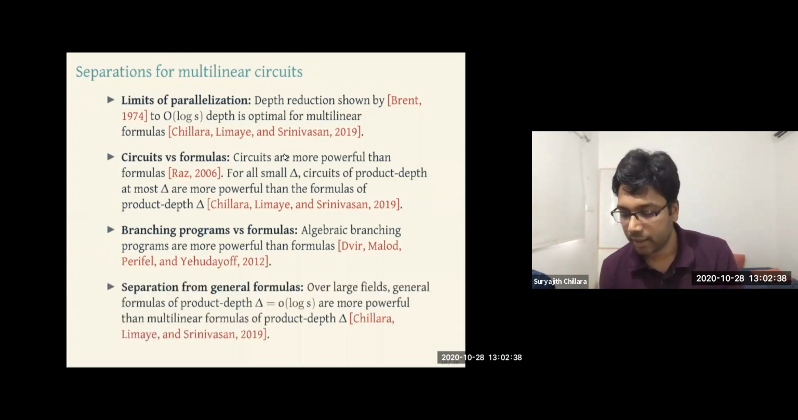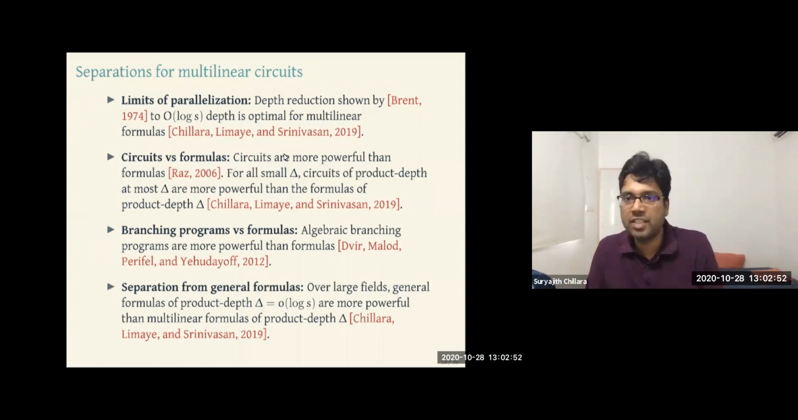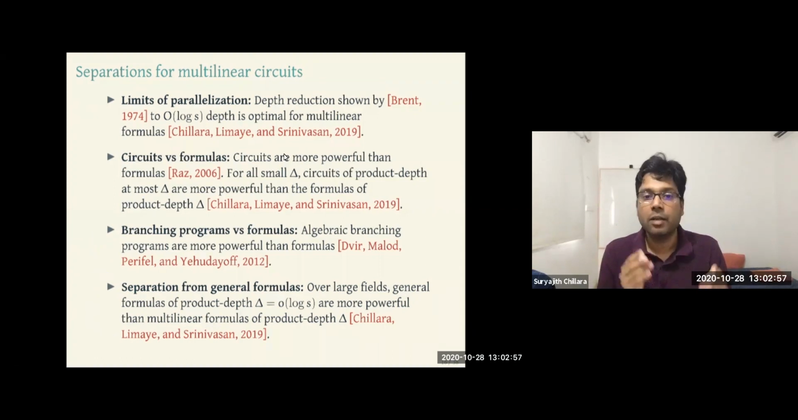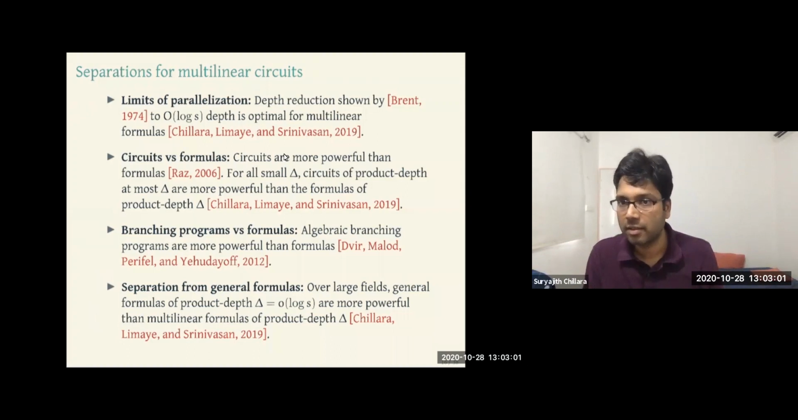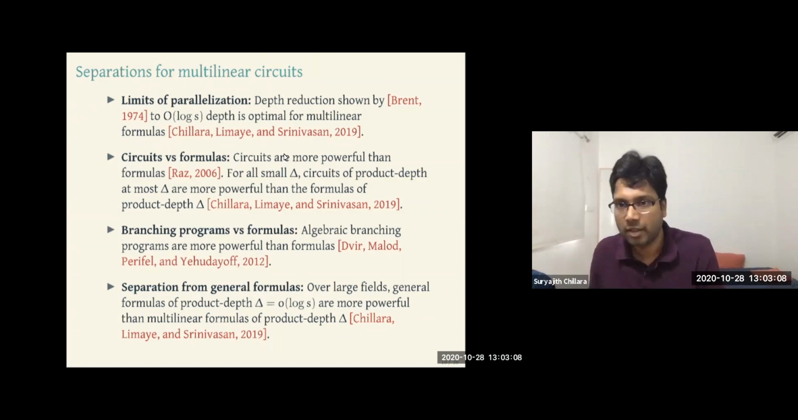Further, we know that general multilinear formulas are more powerful than multilinear formulas at small depth. So let me make a point: we started out saying that first we'll prove lower bounds for the multilinear setting, then we'll prove lower bounds for the general setting. Now this separation tells you that lower bounds for multilinear formulas at small depth do not imply lower bounds for general circuits. However, we know strong lower bounds in this setting. Maybe we'll learn from these lower bounds and prove better lower bounds when R is greater than 1.